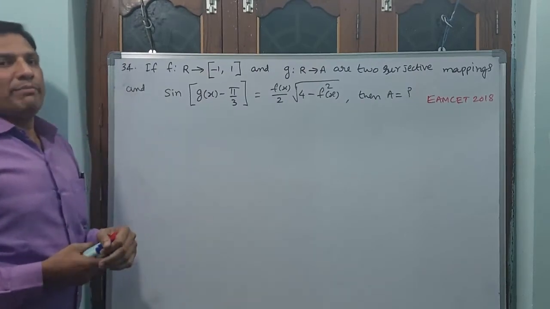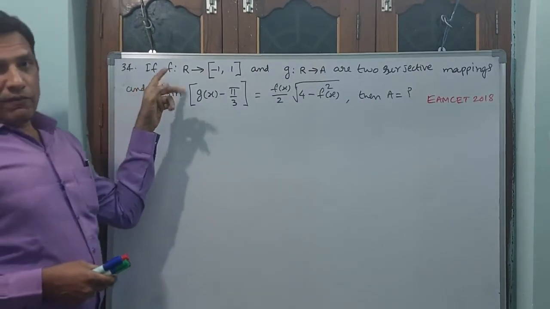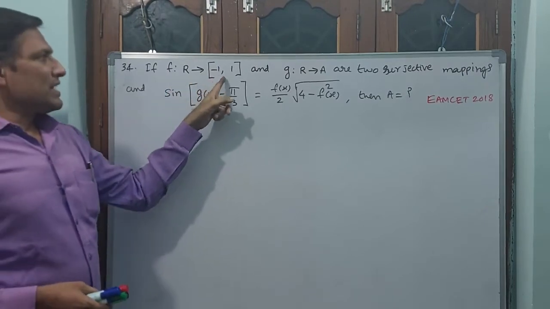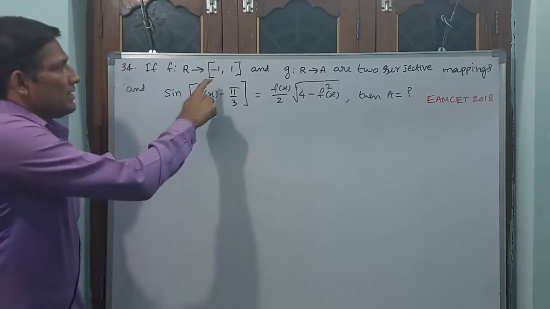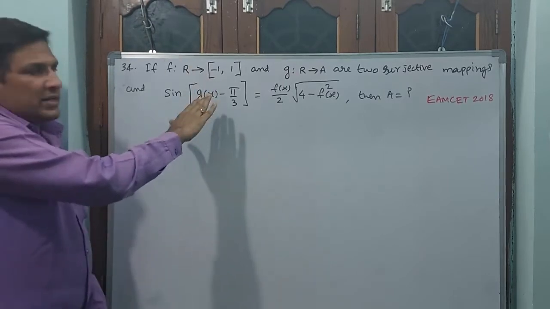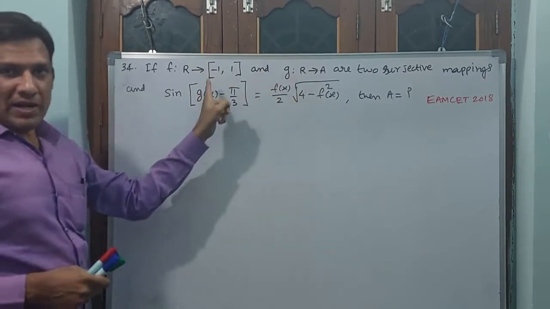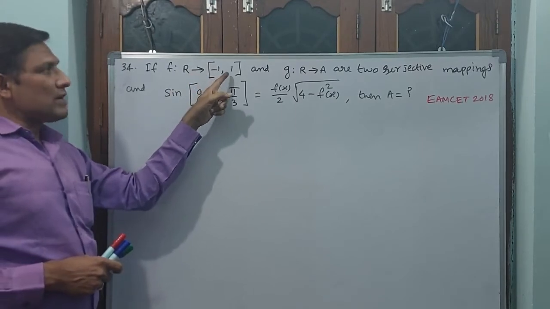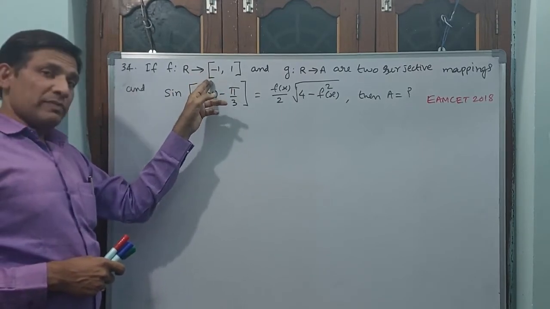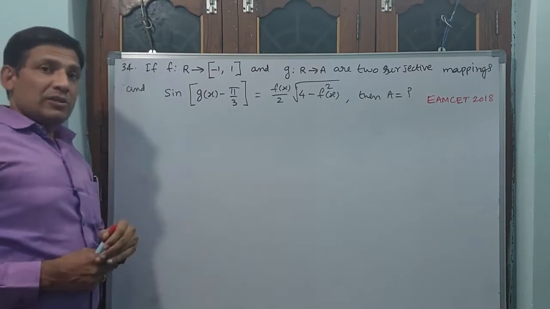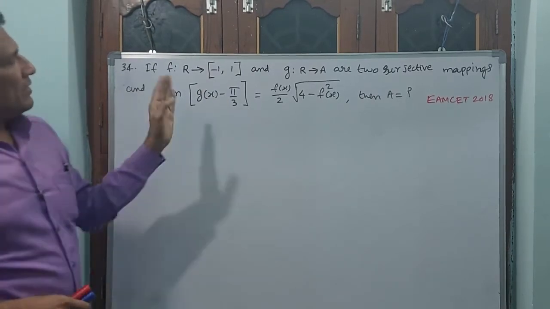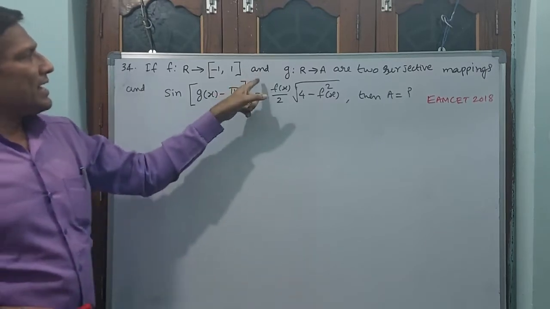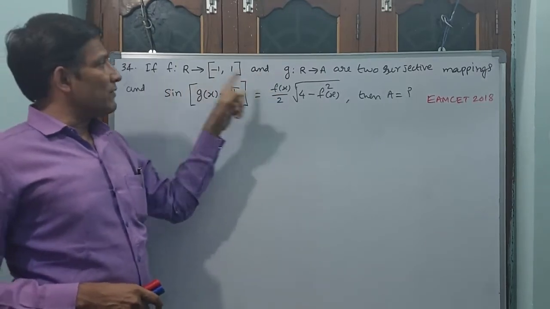See, question number 34. A function f from the real numbers R to [minus 1, 1]. Here you may think it is the codomain or range, but we will see afterwards what it is. That means if you give any real number, the output is going to come in the closed interval minus 1 to 1. Minus 1 is also going to come, plus 1 is also going to come. In between will also come, because this is an interval. And this belongs to f.